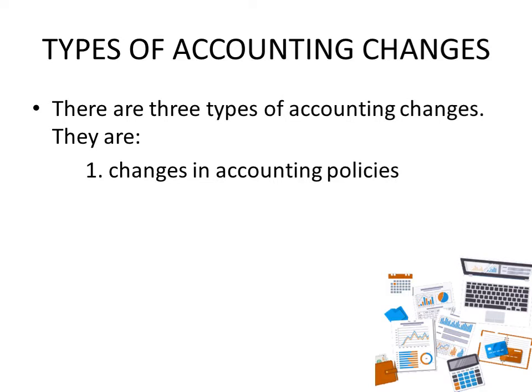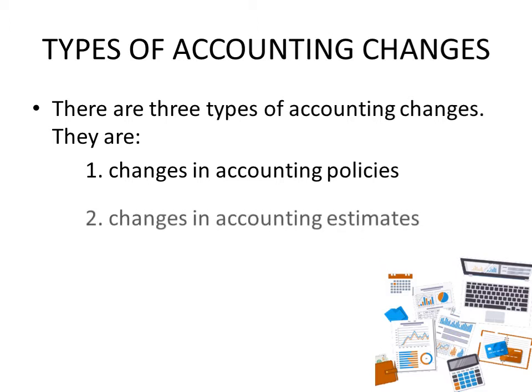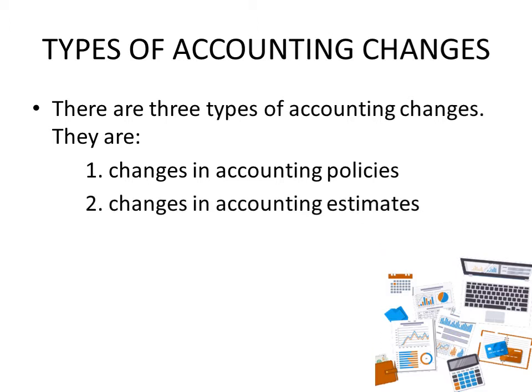So what are accounting policies? These are examples of accruals and cash basis. Although nowadays, since the IFRS only requires accrual basis accounting, cash basis accounting is now considered as accounting errors. Next, change in accounting estimate.